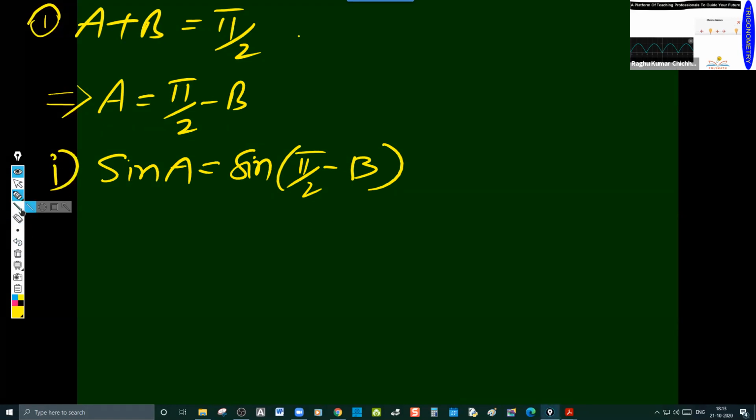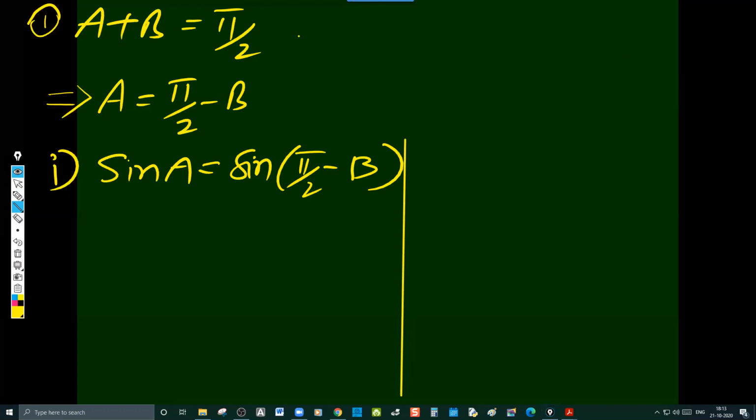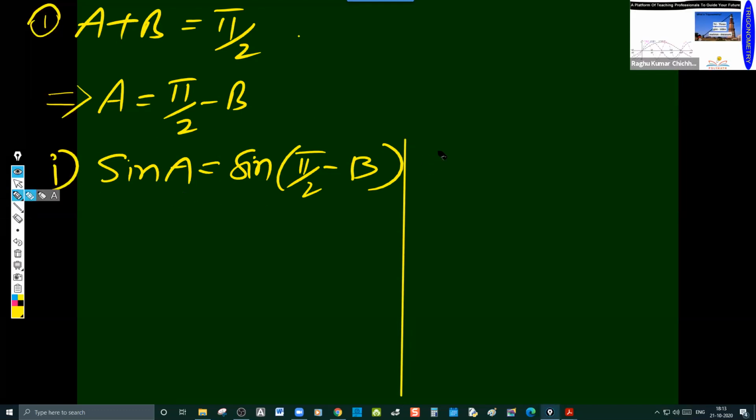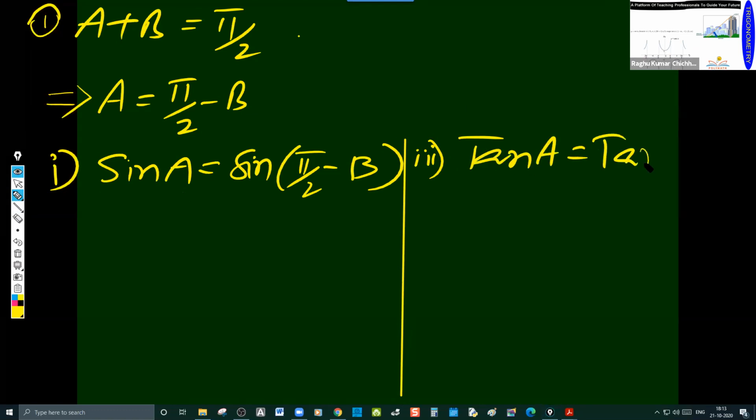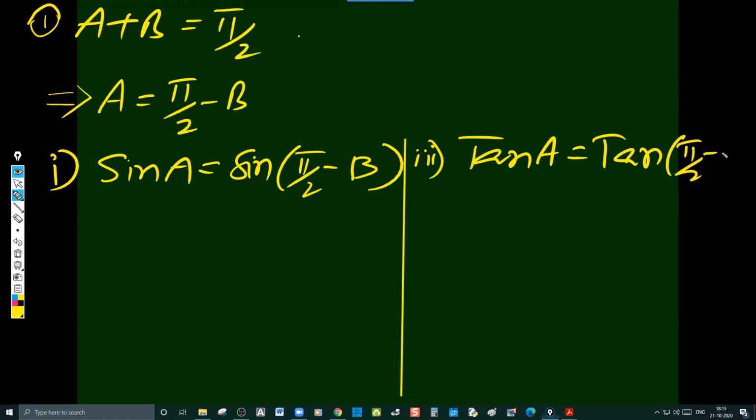First one, sine applied. And tell me the second one. Cos applied. You need not go for cos because you can derive cos also from this one, but for your better understanding, I'm doing cos also. Apply tan on both sides, please. Tan a is equal to what? Tan of pi by 2 minus b.